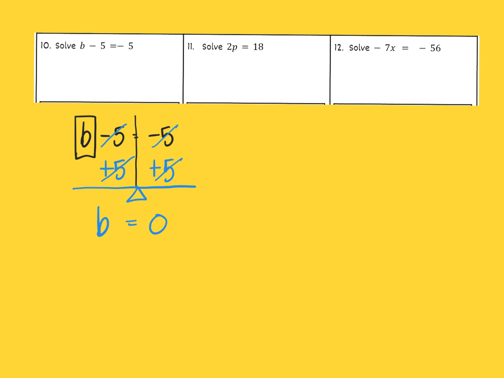So in this case, our solution is b equals 0. Now let's check to see if our solution is true. To do the check, we rewrite the equation, b minus 5 equals negative 5, and we substitute b with 0. So 0 minus 5 is negative 5, and our solution makes the equation true.